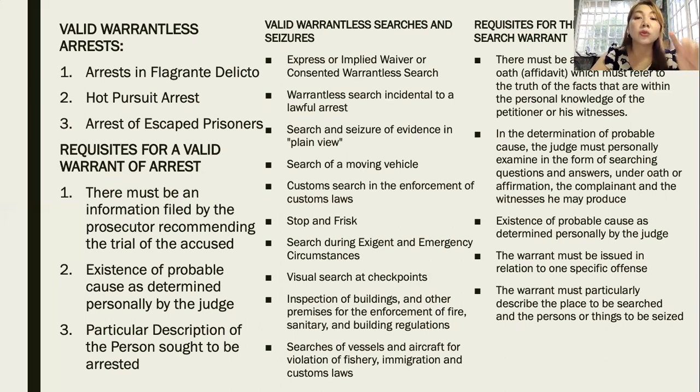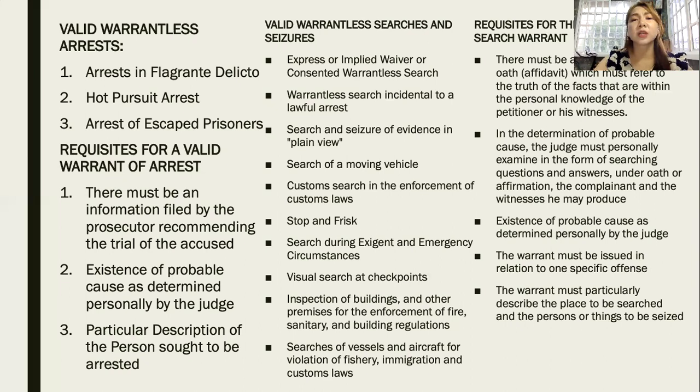A statute, rule, or situation which allows exceptions to the requirement of a warrant or of arrest or search warrant must perforce be strictly construed and their application limited only to cases specifically provided or allowed by law. By the way, this lecture ni attorney, he discussed two kinds of inspection. So merong routinary inspection, and there's extensive. So pag extensive daw, dun daw kailangan na talaga ng probable cause.